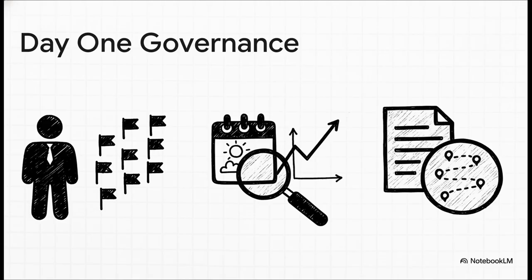1, a named person is accountable for that exception queue. There can be no ambiguity. 2, you have to do a weekly review of your flag rate for the first 3 months. This helps you spot if the system is starting to drift. And 3, the system has to produce a complete audit trail for every single flagged item: what was flagged, when it was flagged, and what decision the reviewer made. This is not optional, it's a must-have.